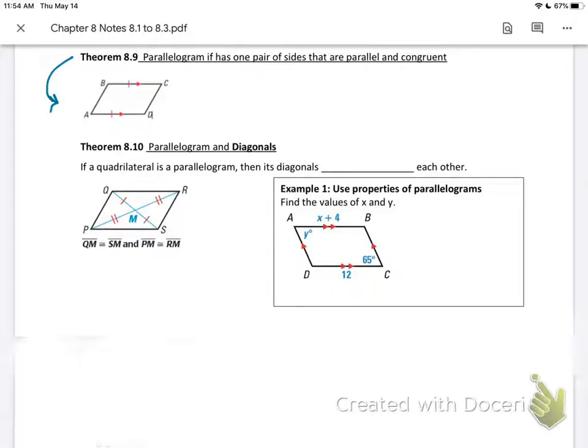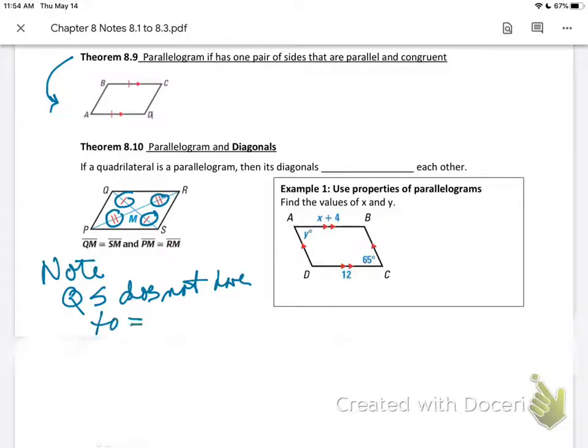Okay, 8.10 says something about the diagonals in a parallelogram. If you have a parallelogram, then you know the diagonals bisect each other. So that one was bisected and that one was bisected. Note that QS does not have to equal PR. That's not the requirement. All you have to know to show it's a parallelogram is that those diagonals, whatever length they may be, have been bisected.